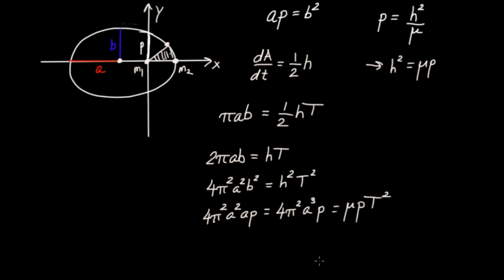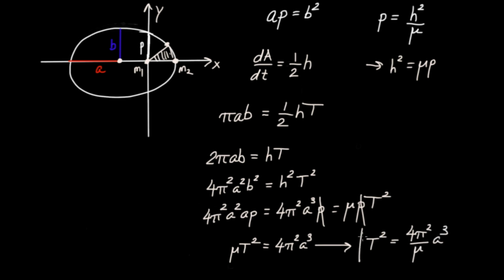Now look what we've got going on here. We're going to cancel out those p's. So I'm left with mu times T squared on the right hand side, and on the left hand side, let's see what's left here, 4 pi squared a cubed. Now let me divide both sides by mu, that way I can solve for T squared. So our final equation is saying that T squared is equal to 4 pi squared over mu times a cubed.